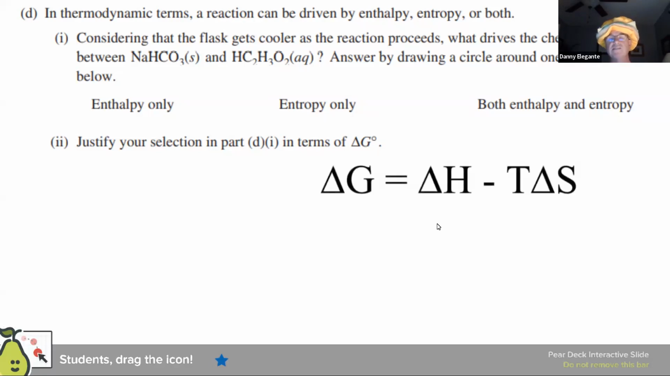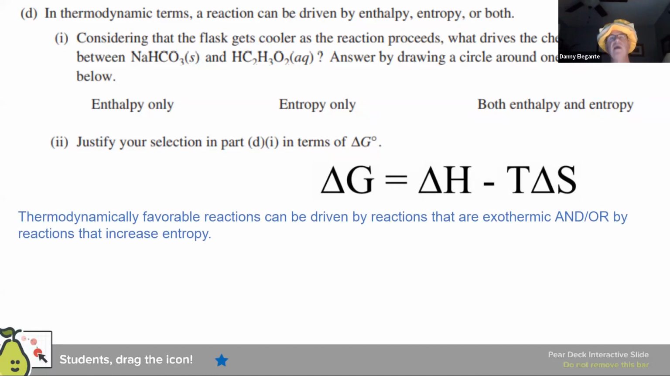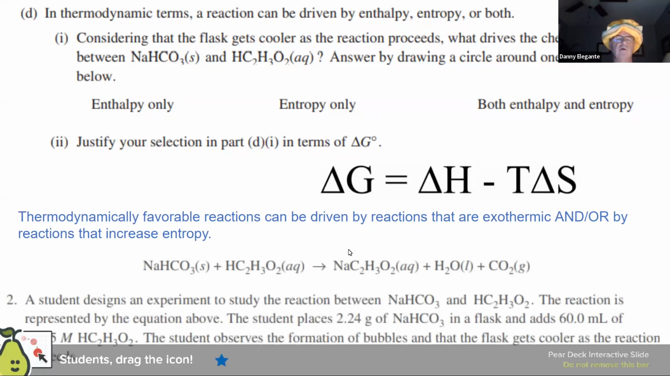a delta H that is negative, so exothermic things, and nature loves an increase in entropy. So anytime we have a reaction that is exothermic and increases entropy, then we know that's something the universe really wants, right? So these are always going to be what we call thermodynamically favorable, right? So we have to think about, what do we know though?